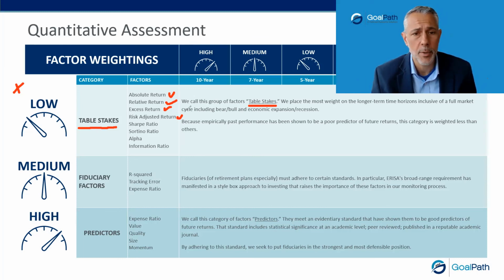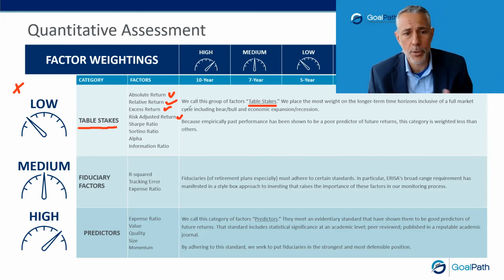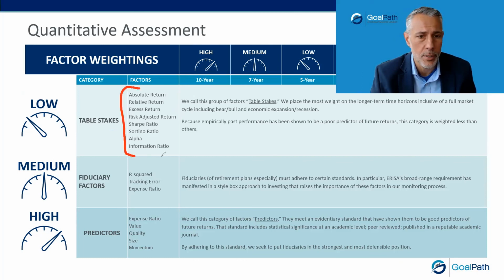And that bears out academically. If you screen for every fund that's done well in the past, they have no better opportunity of doing well in the future than just a random draw. And they call these persistence studies, and different persistence studies bear this out over time. So we monitor all of these, but they have a low weighting in our process.